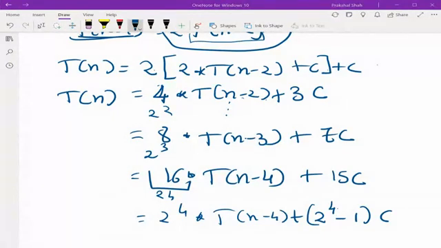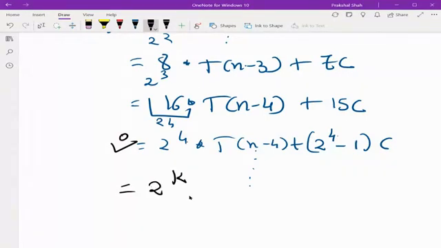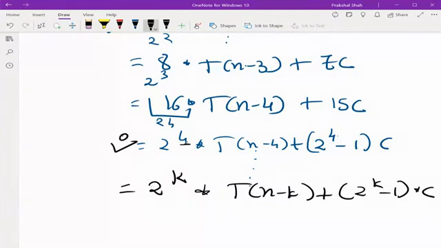Now if you get this particular solution, your task is to generalize it. Many students will reach this point but they don't know what to do after this. So you need to generalize it. Let's say I put k in place of this power, then it will be 2 raised to k into T of n minus k plus 2 raised to k minus 1 into c. Now your task is to eliminate k, and you are done.